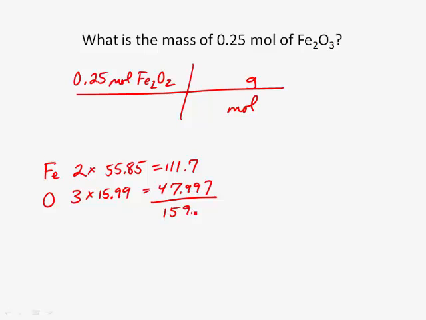That gives me 159.697, and this is the number, in addition to the atomic mass units, if I'm talking about one formula unit of this compound. This is also, if I have a mole of formula units, the number of grams per mole. So that gives us 39.9 grams of the iron 3 oxide.